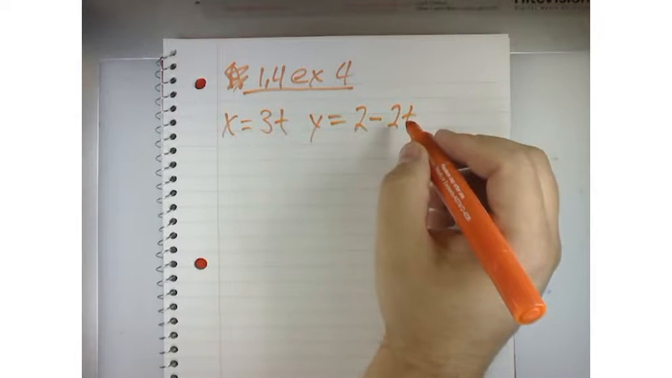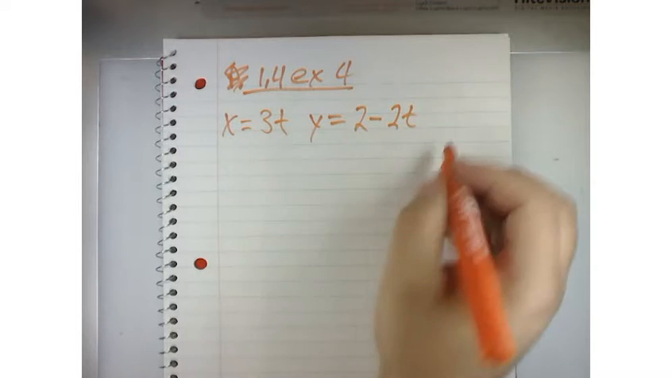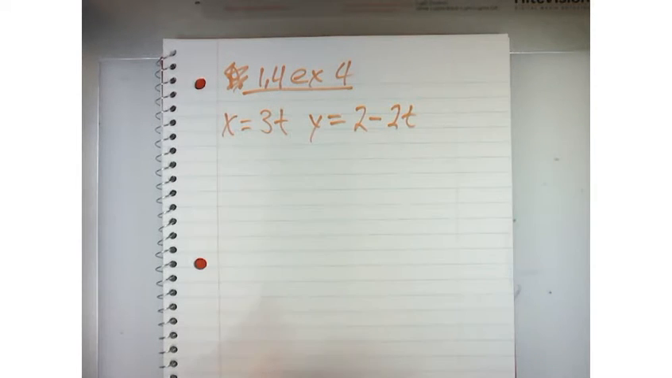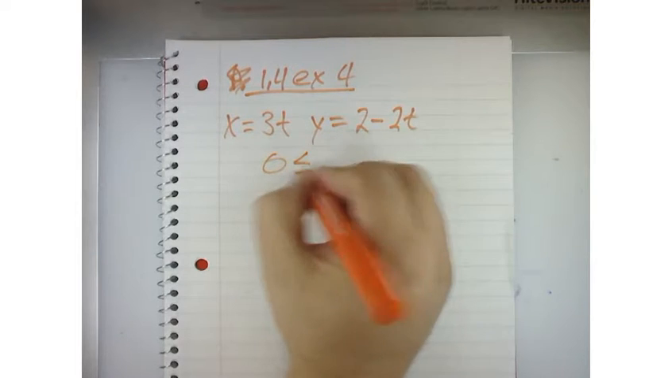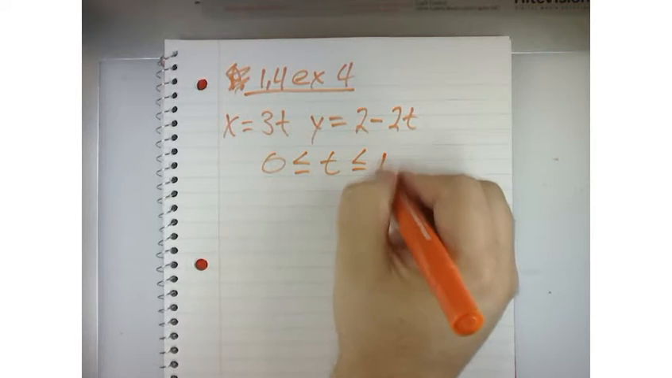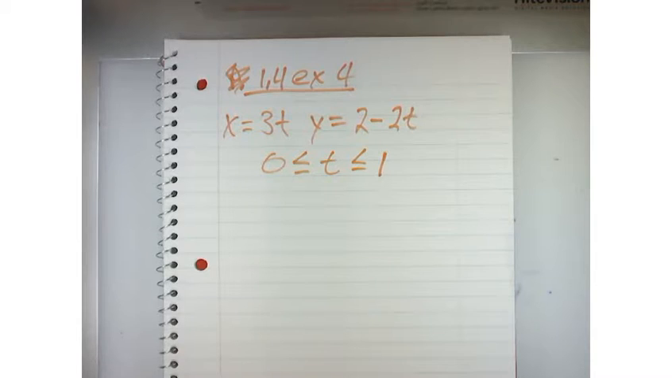That's a common practice. So what we're going to do is consider x equals 3t and y equals 2 minus 2t, and then we're going to set the boundaries for t between 0 and 1. Alright? And so if I graph this on my graphing calculator, it's going to look like this.